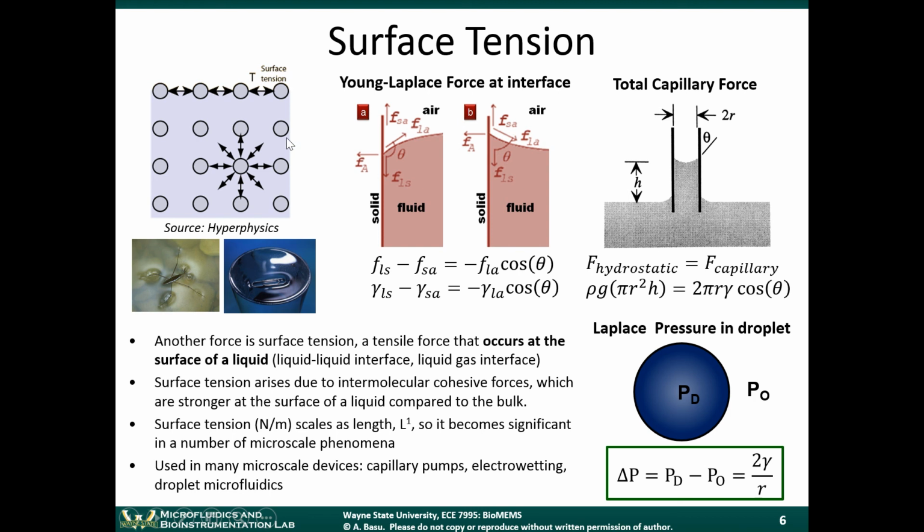So there are intermolecular forces that attract water molecules to each other. This diagram is just from HyperPhysics. Now, within the bulk of the water, these intermolecular forces are balanced, meaning that this water molecule is going to be equally attracted to here, as it is to here, as it is to here, as it is to here. All right? So those forces somehow balance one another.